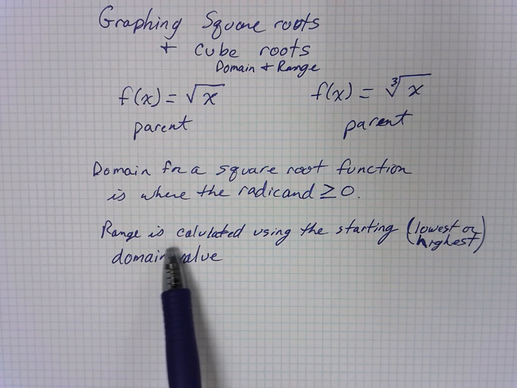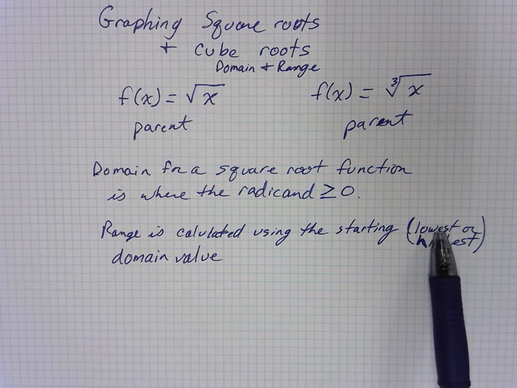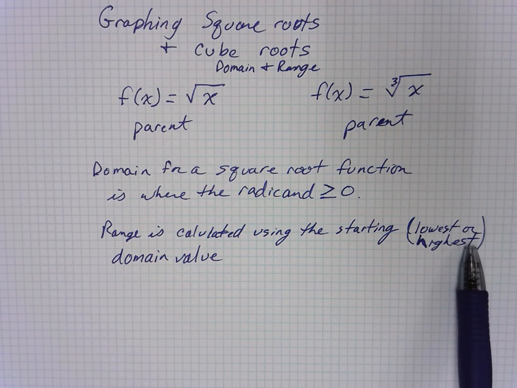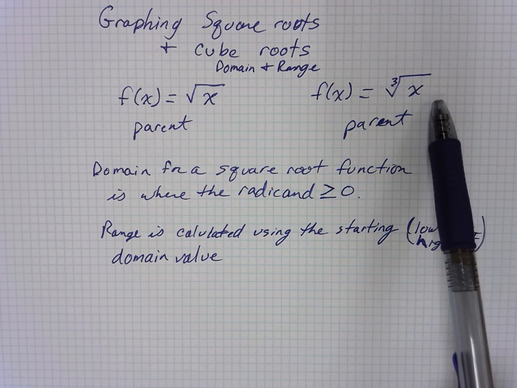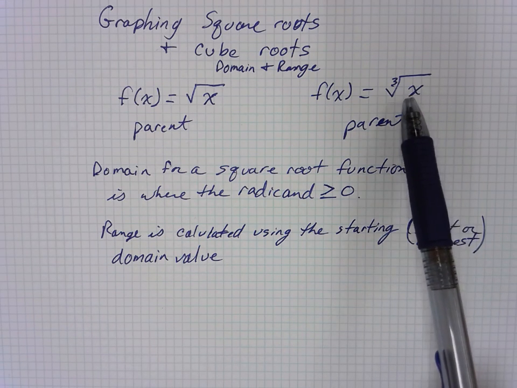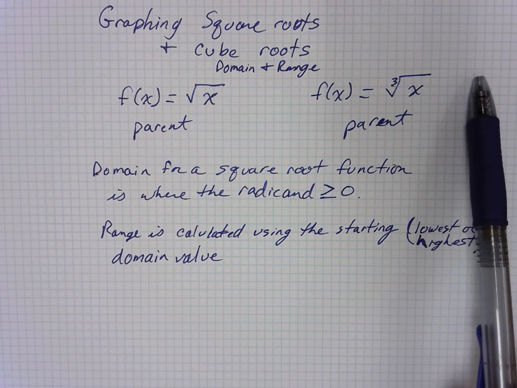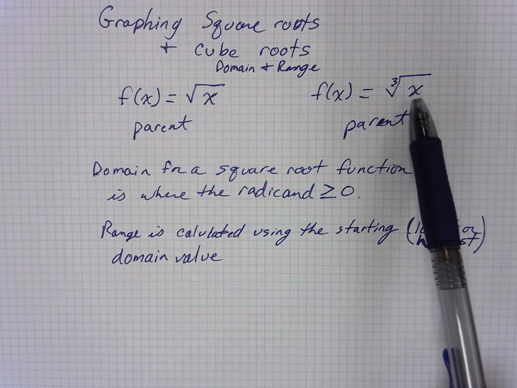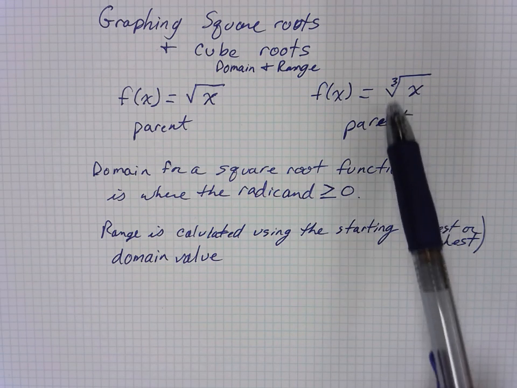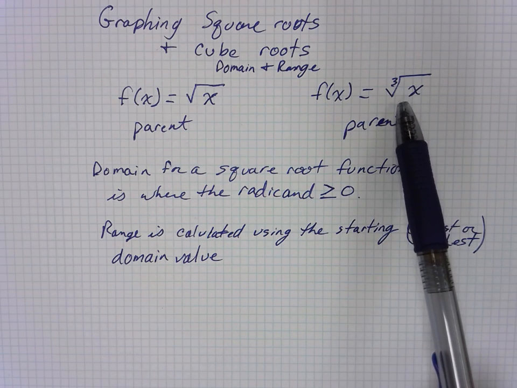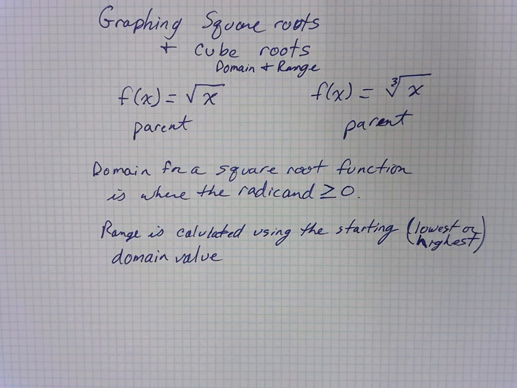The range, however, we have to calculate it using the starting domain value. That starting domain value may be the lowest or the highest value depending on which direction the graph is actually going. Now as far as a cube root goes, cube roots have all real number domains and all real number ranges. In other words, as x goes infinitely to the right, y goes infinitely up. As x goes infinitely left, y goes infinitely down, or vice versa, depending on what the modification of the equation is. But we'll show that on the graph.